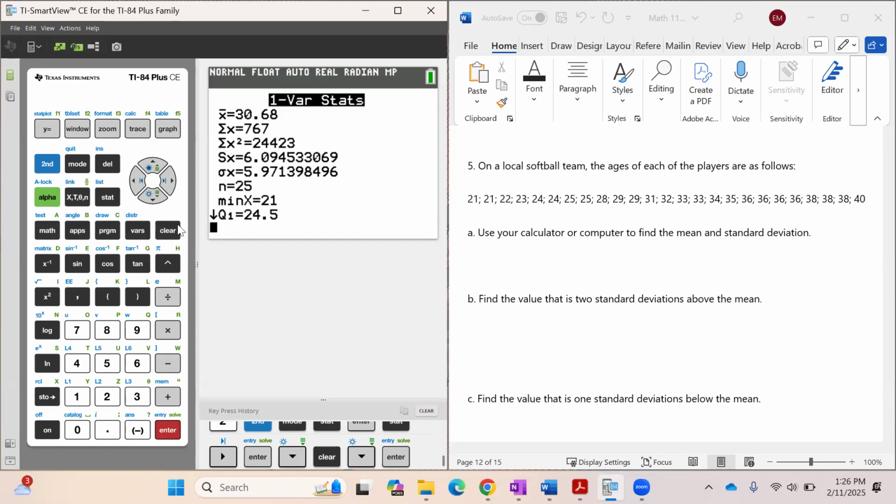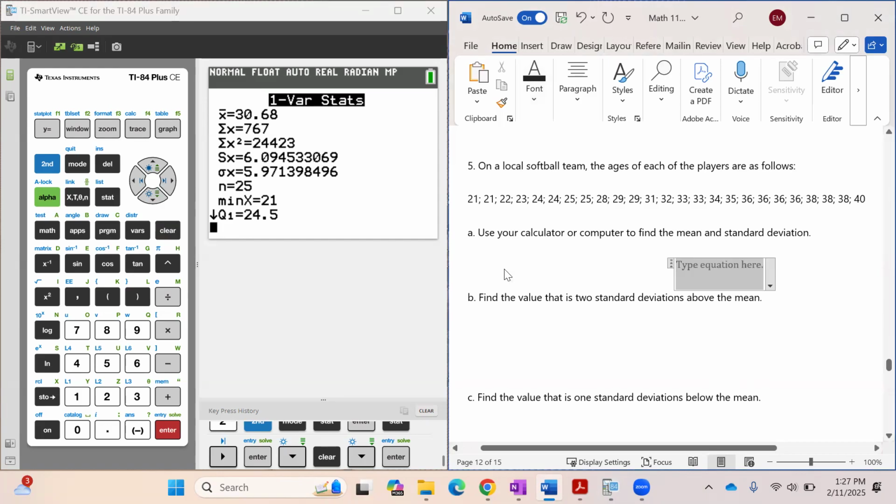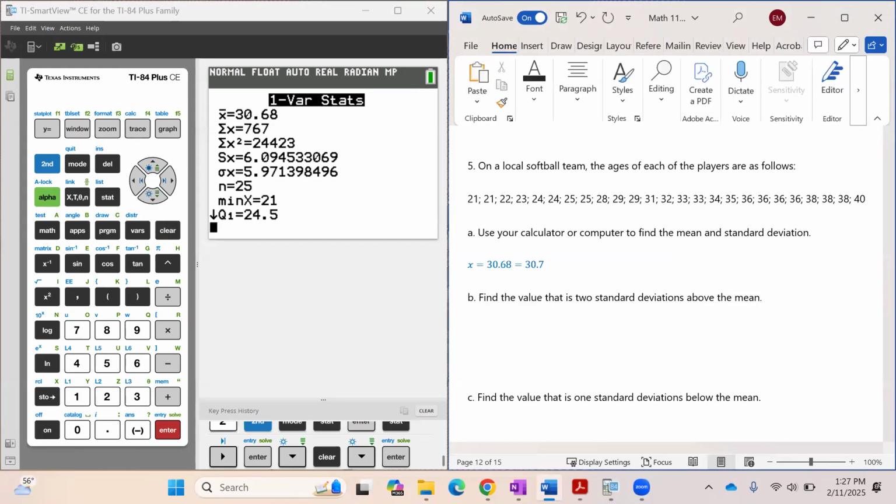So the mean looks like the mean, x̄ equals 30.68, that top number. And we have whole numbers here, so we want to round to one decimal place. So this would be 30 point, that 8 rounds it up to 7. 30.7 years. So that would be our mean. Maybe I could write mean.